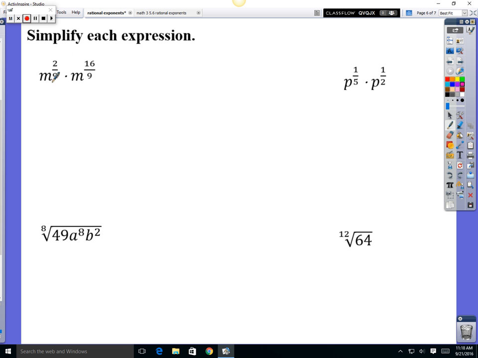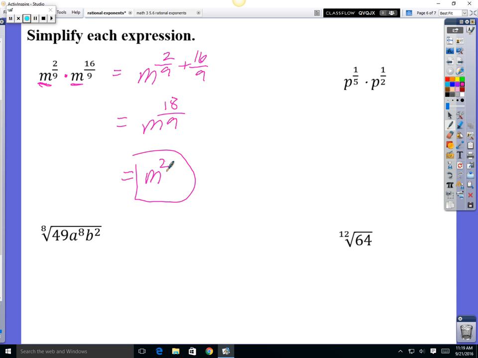Okay, what if you have to simplify this expression? M to the 2/9 times M to the 16/9? Okay, you're multiplying. So do not ever change the base, but you add the exponents. So 2/9 plus 16/9, that equals M to the 18/9, which is M squared. Now it's a positive integer, so that's just repeated multiplication. So that'd be like M times M, or 1 times M times M. I always start with 1.